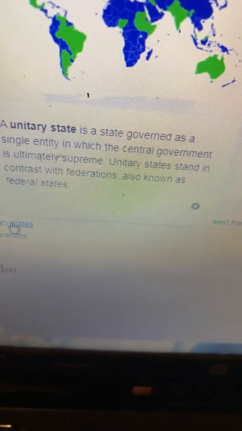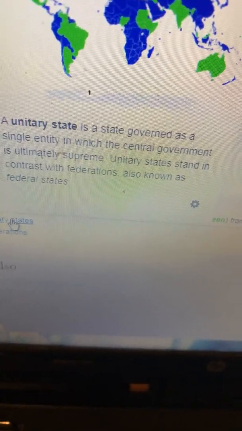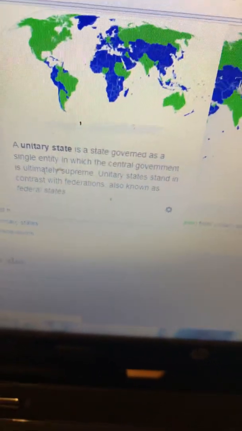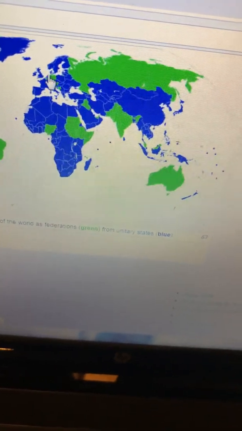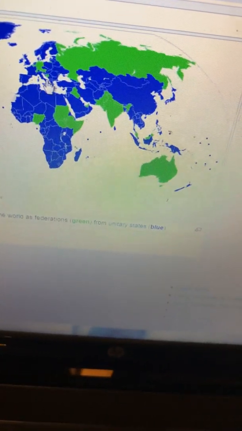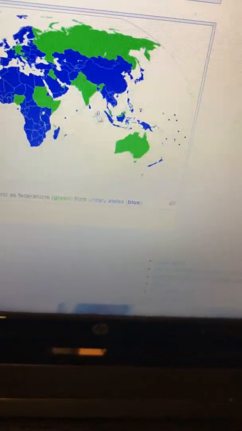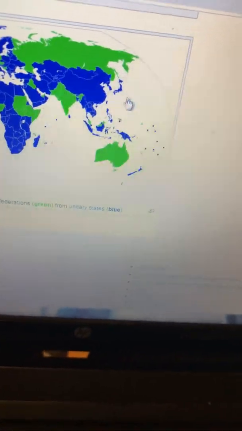A unitary state is a state governed as a single entity in which the central government is ultimately supreme. The other forms are like in France, United Kingdom, Spain, Portugal, Italy, Greece, Poland, Northern Europe, as well as most Asian countries, Japan, South Korea.